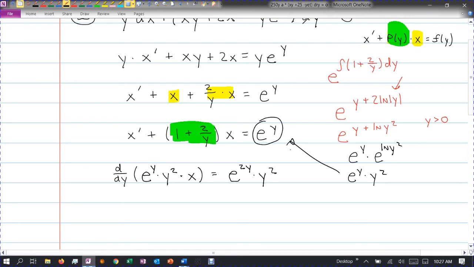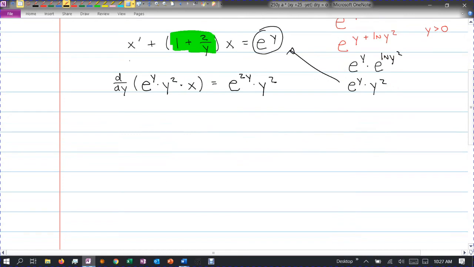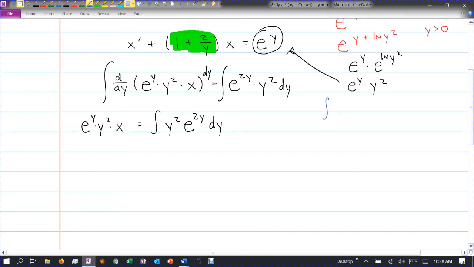Okay, integration of this with respect to y on both sides. And the left side is just our e to the y times y squared times x. And then the right side is this integral. I'll just write it like this, y squared e to the 2y dy. That looks like that's going to be integration by parts a couple of times. Let me work that over here. Integral y squared e to the 2y dy.